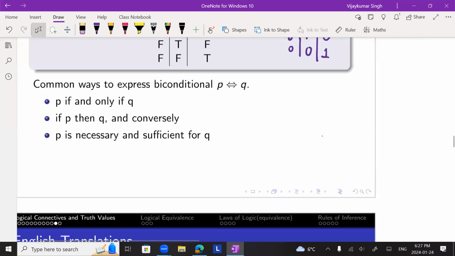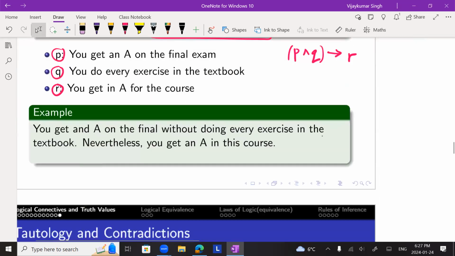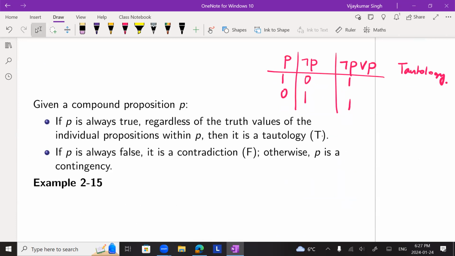Now contradiction is exactly the opposite of tautology. So what is a contradiction? Contradiction is always false, no matter what. So such a statement is called a contradiction. An easy example to construct would be negative P and P. I'm just constructing some examples on the fly. We'll see some other, slightly fancier examples too, and we can discuss whether they are tautologies or not.